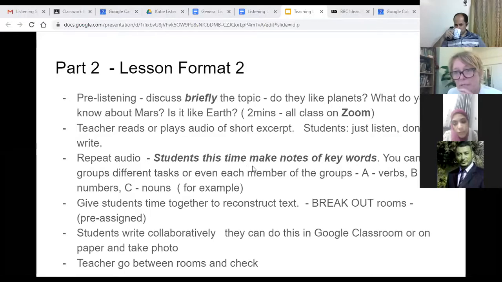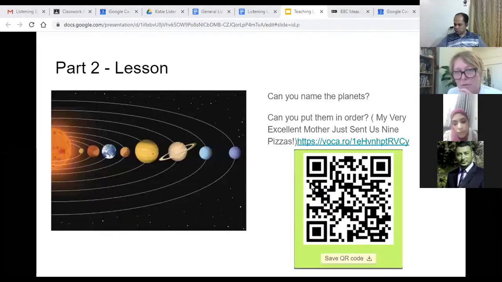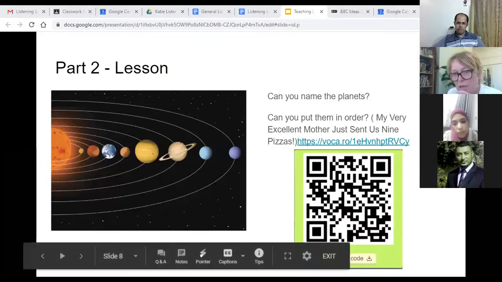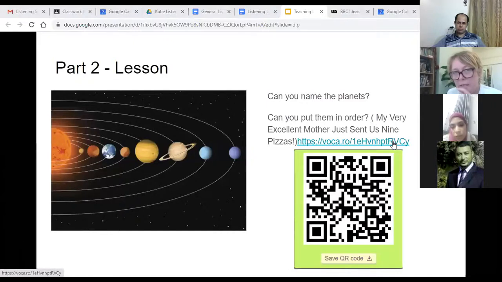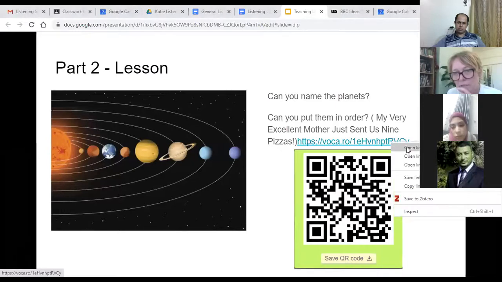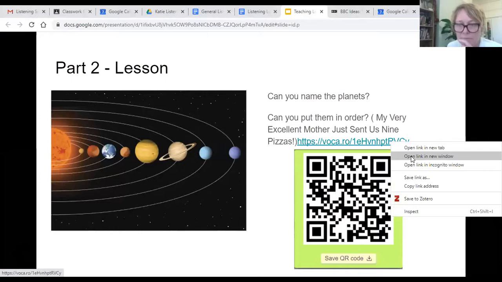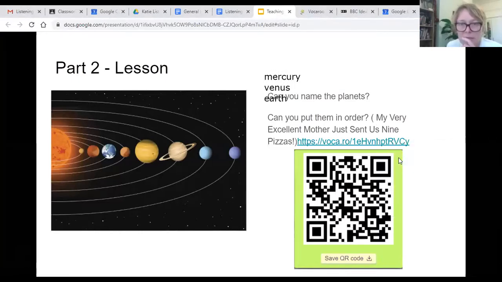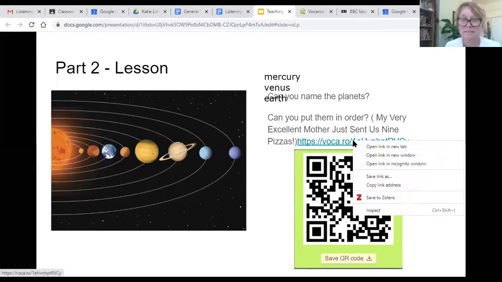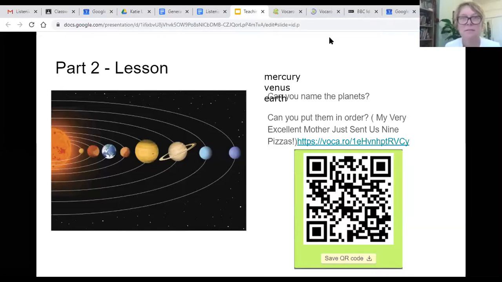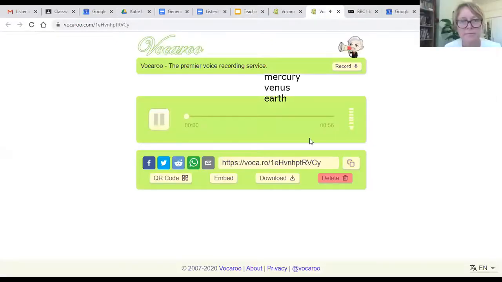it already recorded. So I'm just going to go back to the previous slide to show you. Can you see there the QR code? Yeah? Can you see that? Yes. And also, there is a link to an audio. All right, so I'm going to just click that, open link in new tab. Okay, just go to the plus sign. Here we go. Okay, that's it.